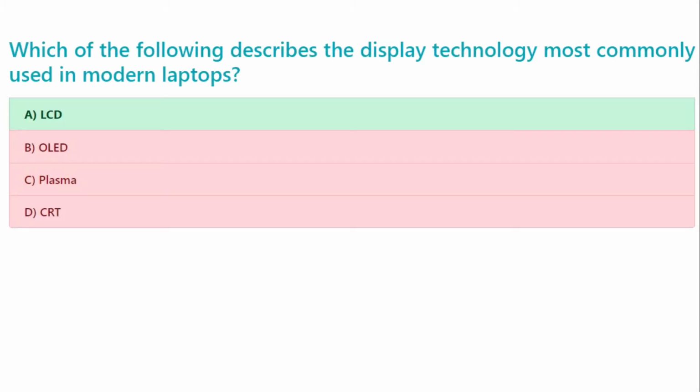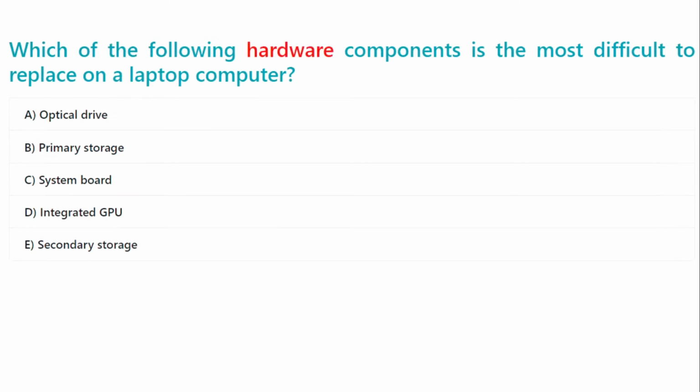The correct answer is A. LCD. Which of the following hardware components is the most difficult to replace on a laptop computer? A. Optical drive. B. Primary storage. C. System board. D. Integrated GPU. E. Secondary storage.